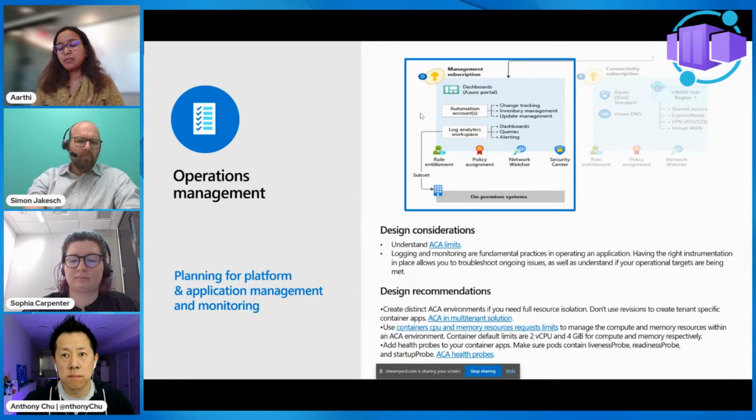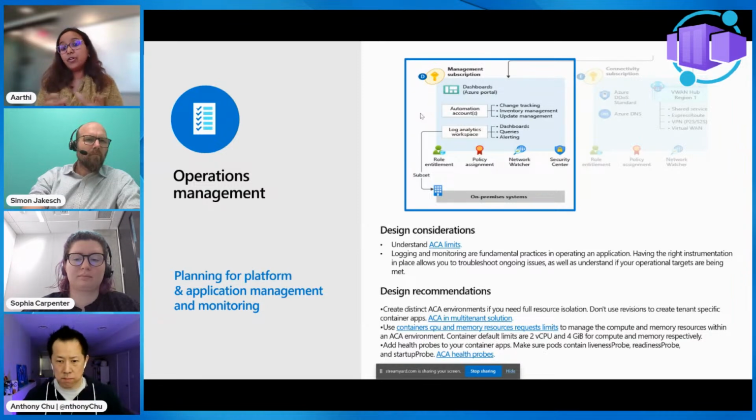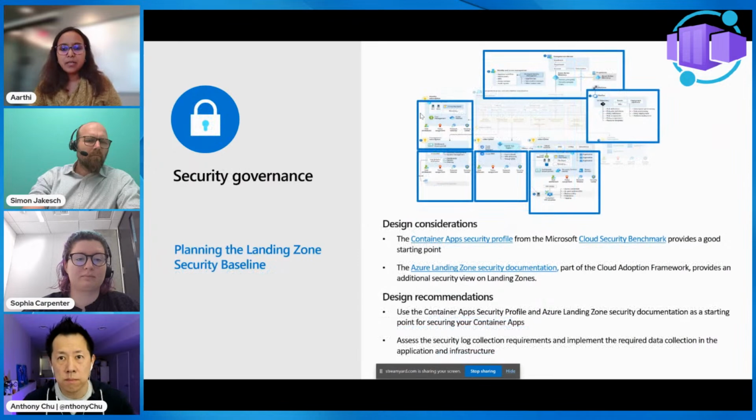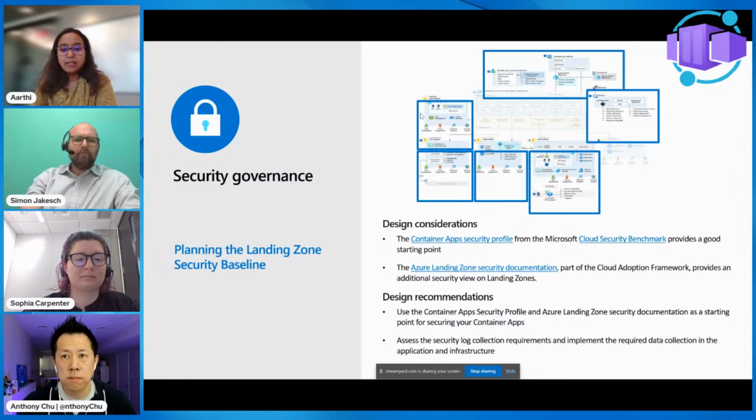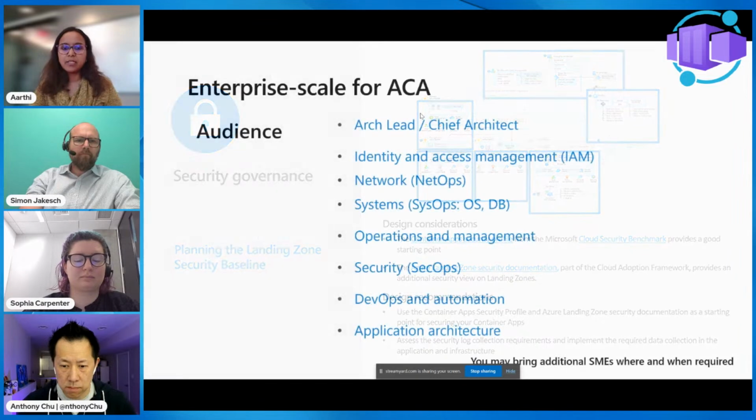In terms of operations, we are recommending that you understand your ACA limits, and if you need extra limits, submit a request that will be addressed, and you can use ACA health probes. And if you are looking for multi-tenancy, it can be achieved in various ways. If you are looking for resource isolation, go for ACA environments for multi-tenancy purposes. And for security purposes, we are recommending the cloud security benchmark, the baseline that has been released, and that is going to be the foundation for the very first scenario that we have come up with on this landing zone accelerator.